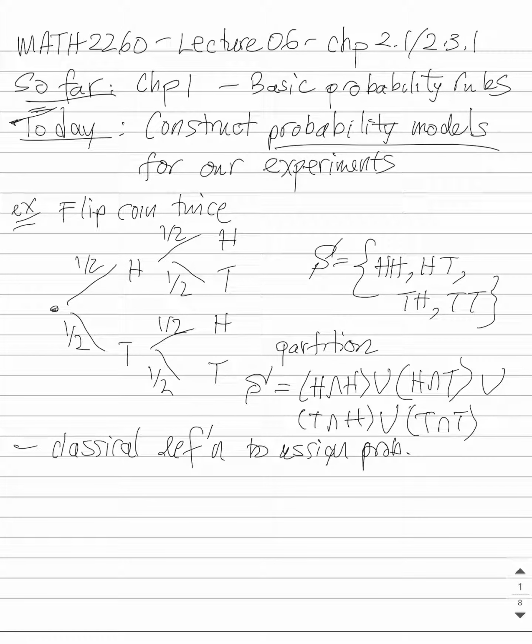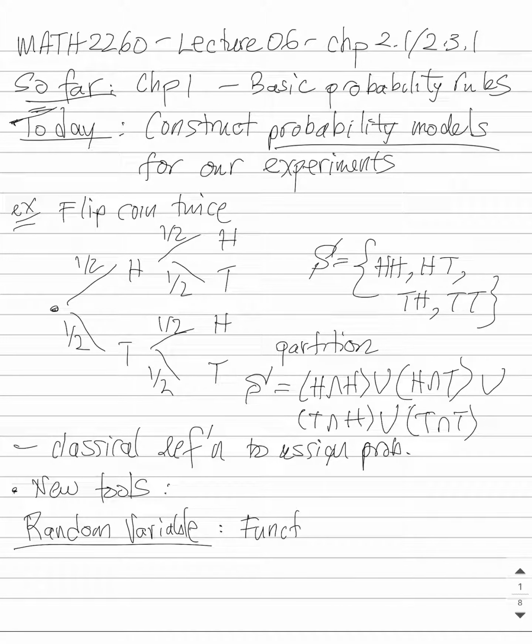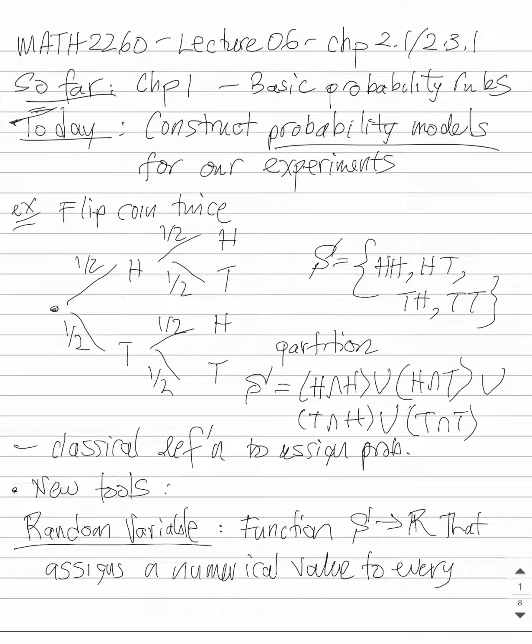But in order to make progress down the line, we need to introduce some mathematical tools that will help simplify things later. The first is the fundamental concept here. This is something called a random variable. Now, a random variable isn't really a variable in some sense. It's really a function that takes something from the sample space and turns it into a number. So it's essentially a function that assigns a numerical value to every outcome in the sample space.